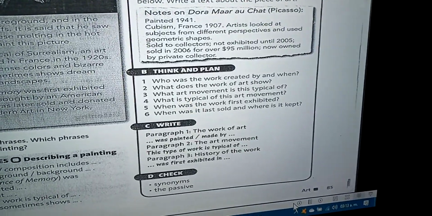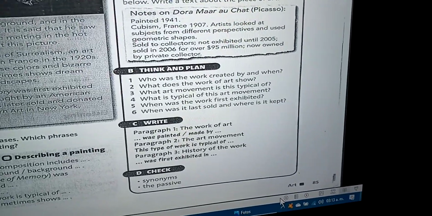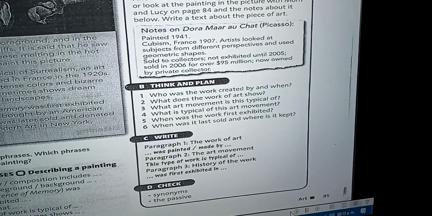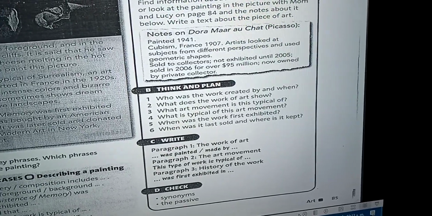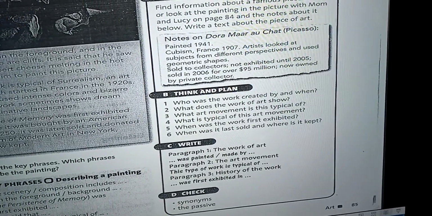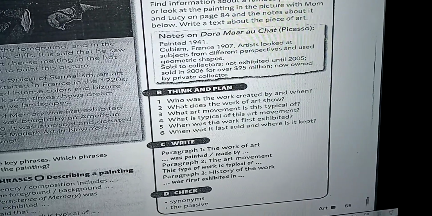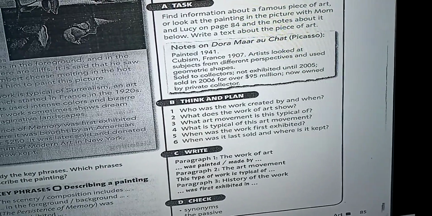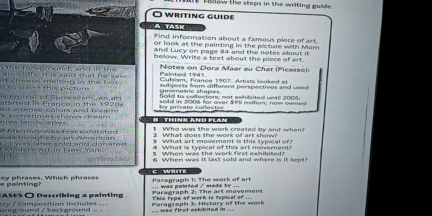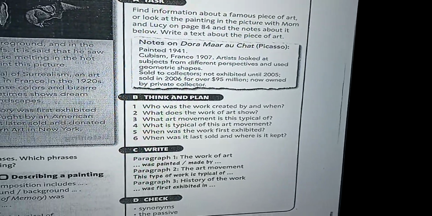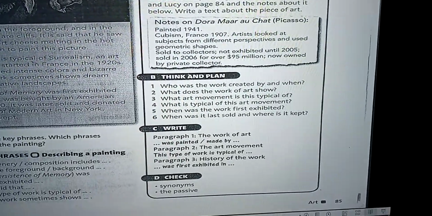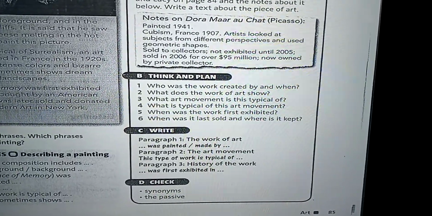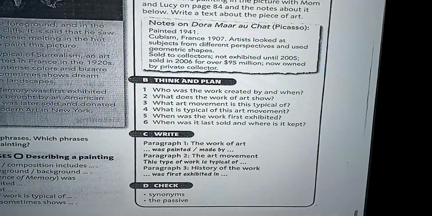Okay, let me repeat again right here. Note: Dora Maar, a sheet, Picasso. Painted in 1941, Cubist, French, 1907. Artists looked at a subject from different perspectives and used geometric shapes. Sold to a collector, not exhibited until 2005, and sold in 2006 for over 95 million, now owned by a private collector. This is the test, A.